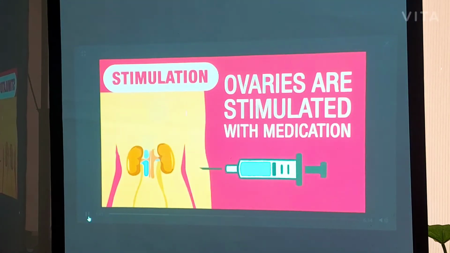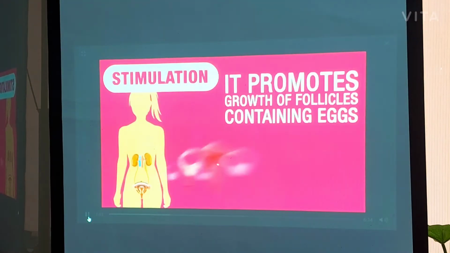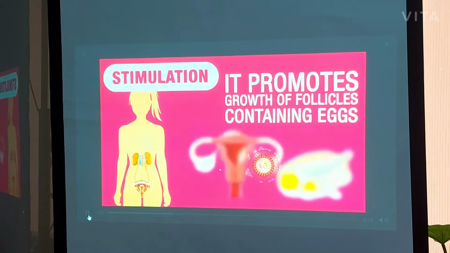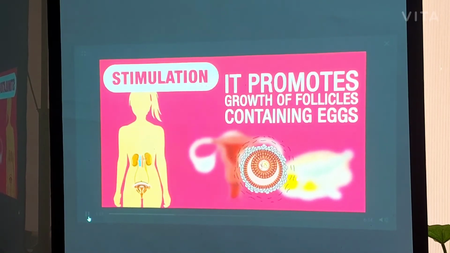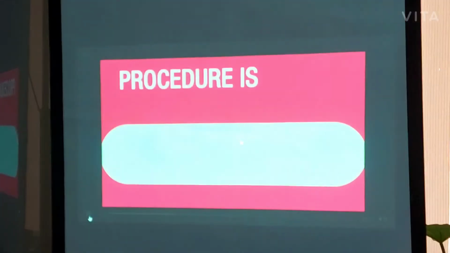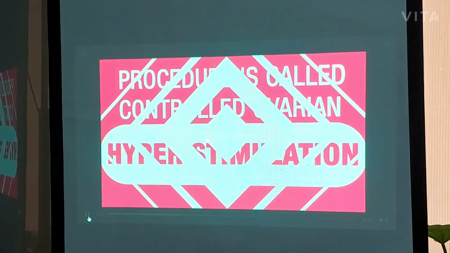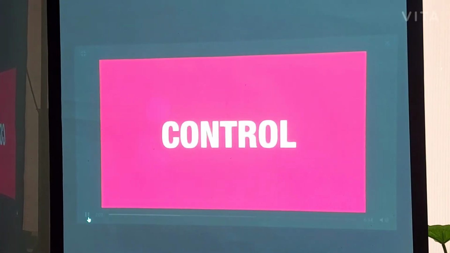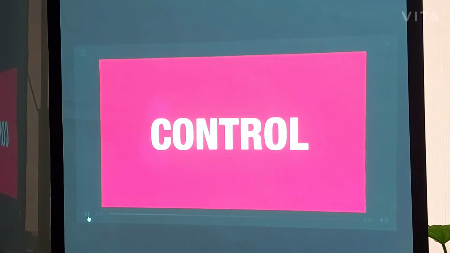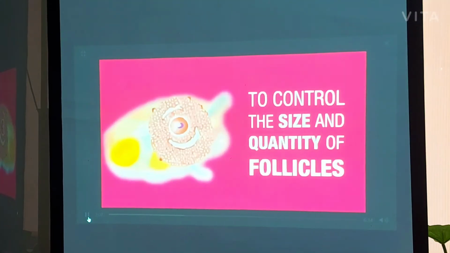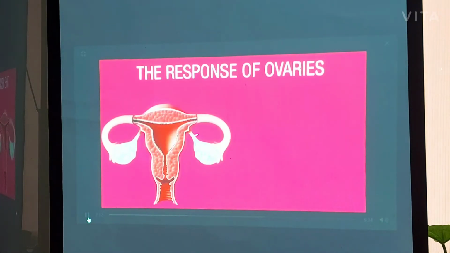So during ovarian stimulation, we use medications. Depending on the protocol, GnRH agonists or antagonists are used to downregulate, and then we start gonadotropin to increase the size of the egg. The procedure is called controlled ovarian stimulation. And what do you control? We control the size of the follicle, the number of the follicles, and also the level to which the egg is matured. To control the size and quality of the follicles, this is how it is.